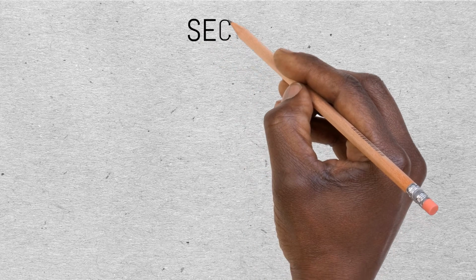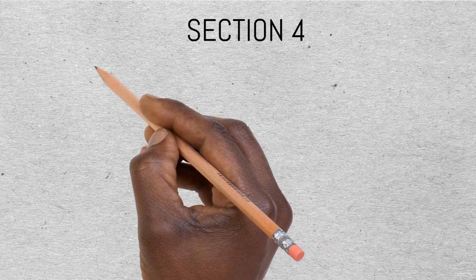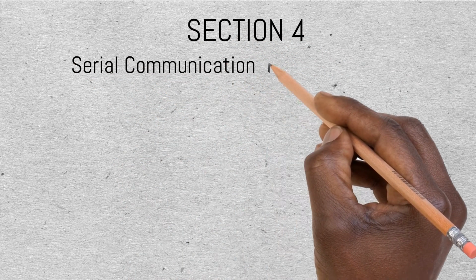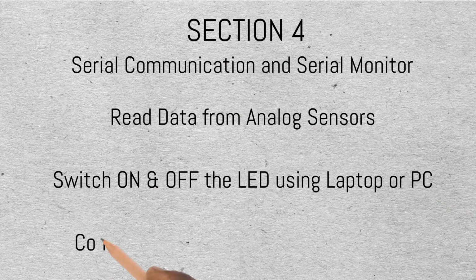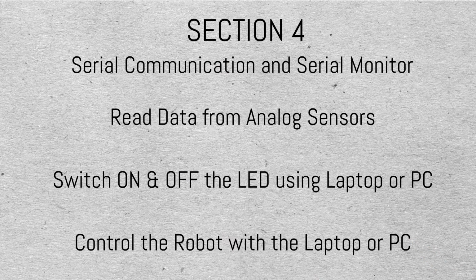In section 4, I will introduce you to the concept of serial communication and the serial monitor. In this section, you will first learn how to read data from an analog sensor. Next, we will switch on and switch off an LED by pressing alphabetical keys from the keyboard. After this, we will control the robot using the same technique.